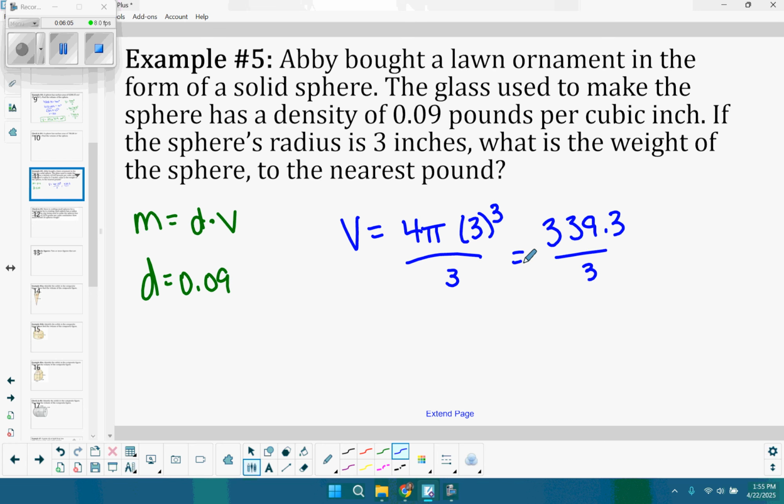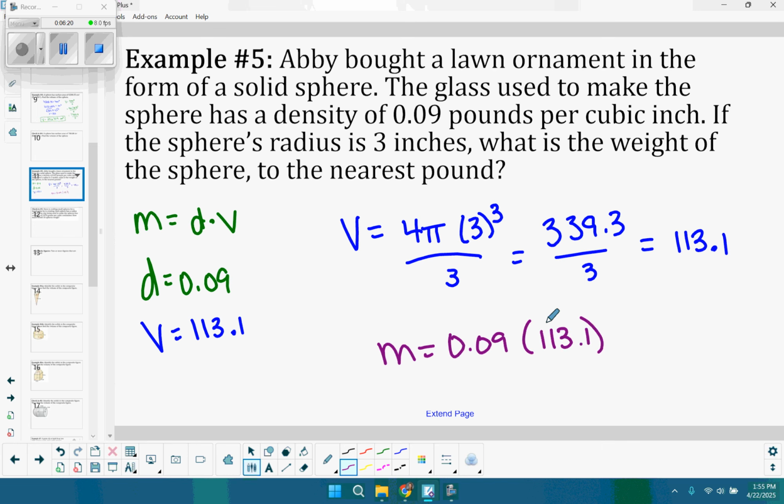So I have 339.3 over 3. I get 113.1. So now my volume is 113.1. So if mass equals density times volume, if I multiply these two, I get a mass of about 10.17, so about 10 pounds. They said round to the nearest pound.